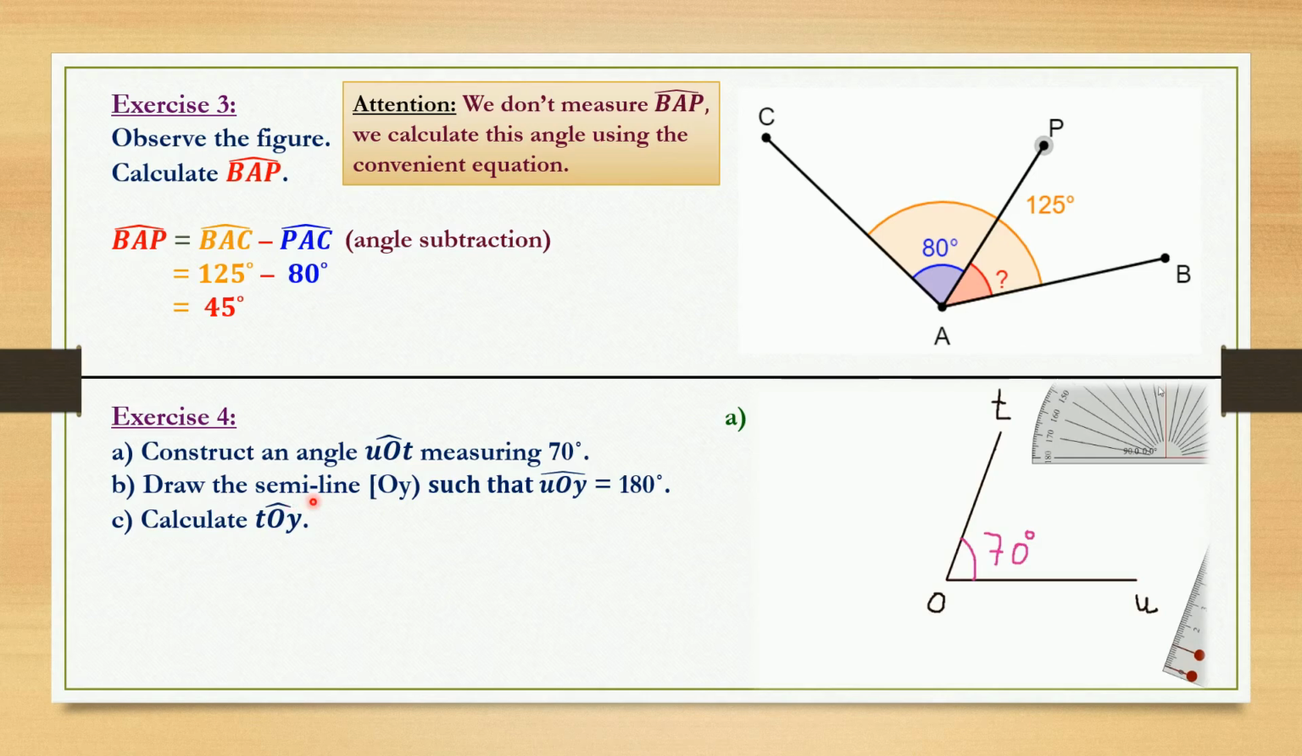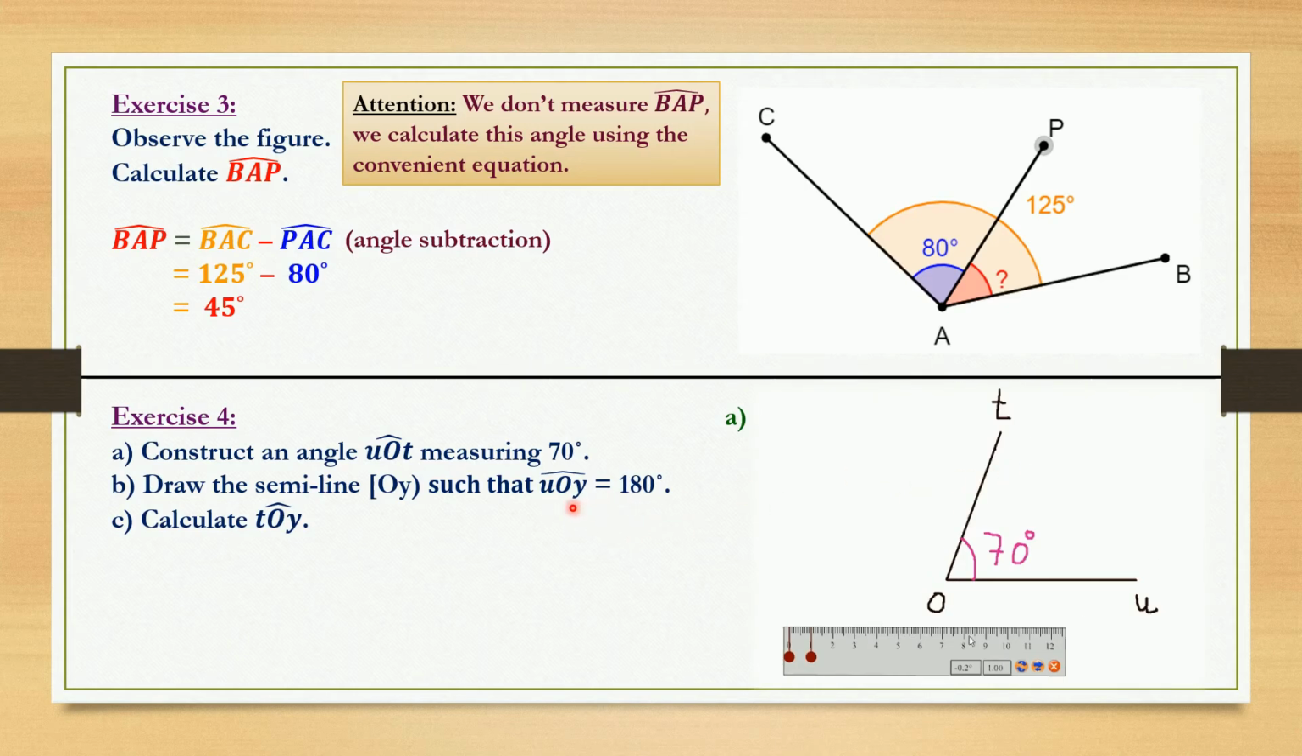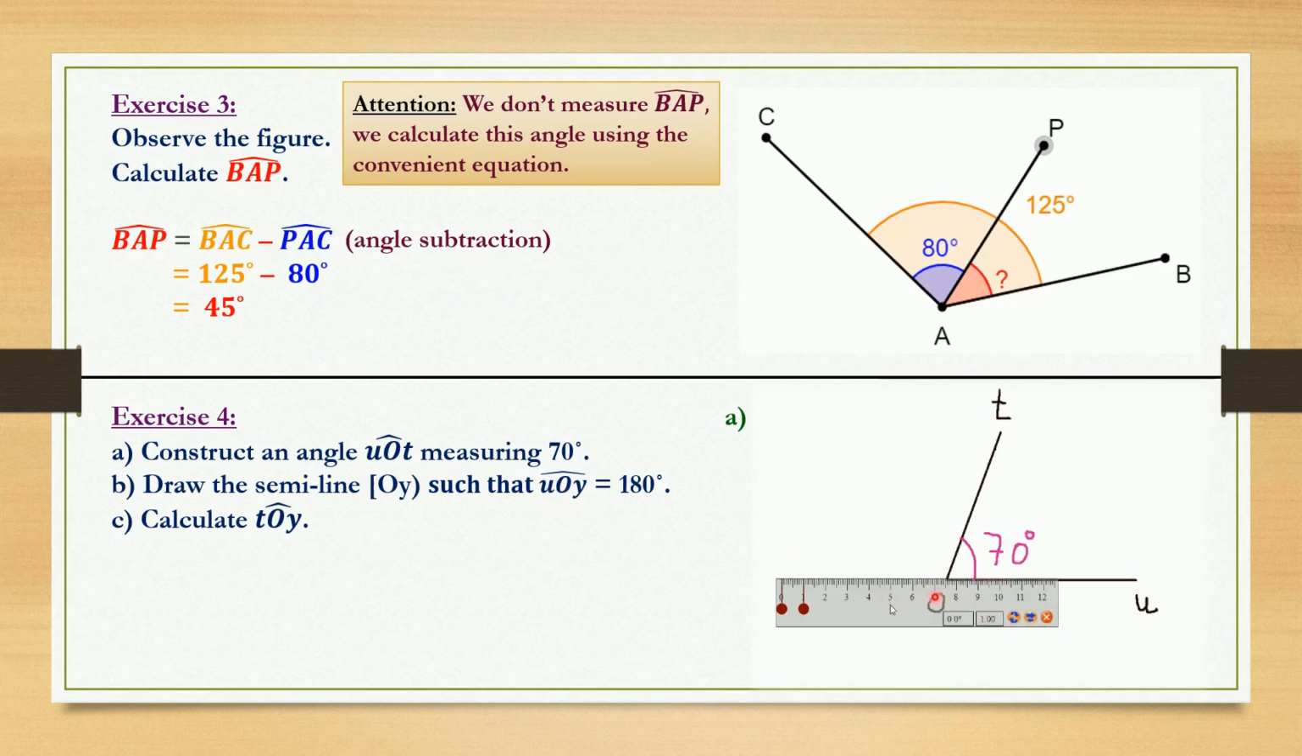Question B, draw the semiline OY such that UOY equals 180 degrees. So I noted that UOY is a straight angle. And to draw a straight angle, I don't need my protractor because a straight angle has two opposite sides. So to draw angle UOY, I need to extend its first side that we know here, it's OU, not OT. OU is drawn to the right, so I extend OU to the left using my ruler only.